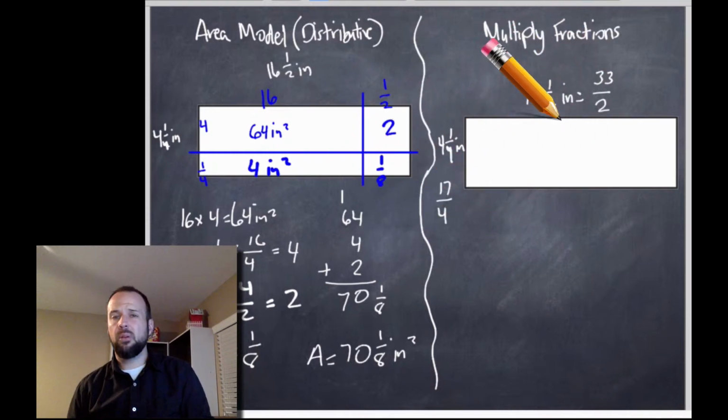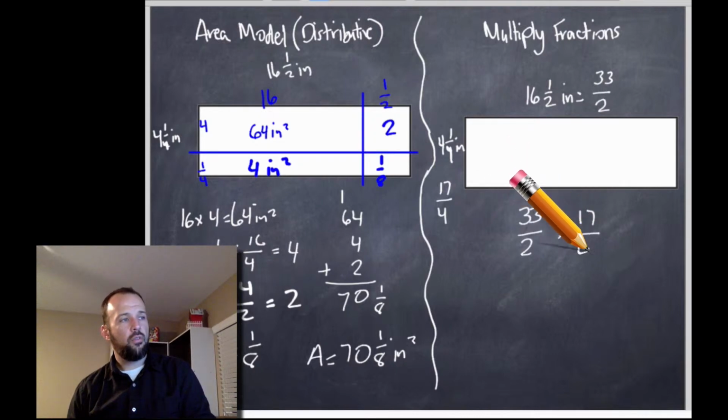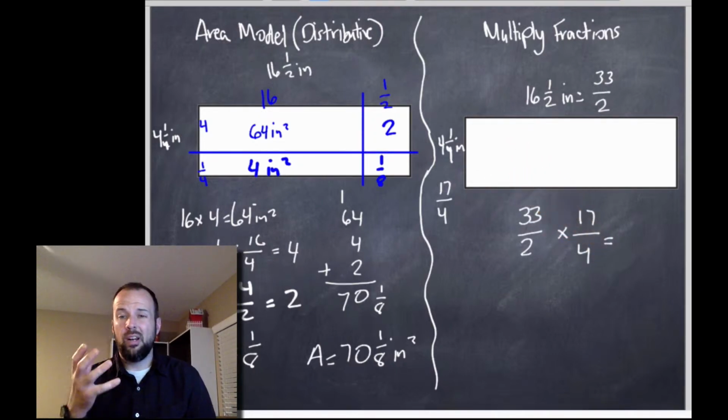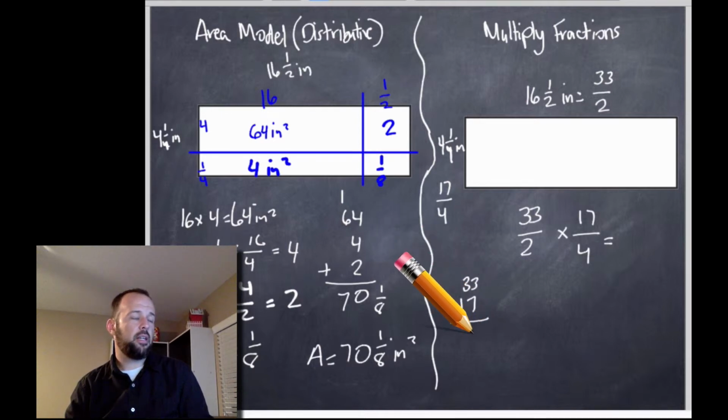Now what I'm going to want to do is multiply these two numbers. So I'm going to take my 33 halves, and I'm going to multiply that by 17 fourths. And right off the bat, I can't do that in my head, so I'm going to come over here. I'm going to do 33 times 17. So let's see, 7 times 3 is 21. 7 times 3 is 21, plus 2 more is 22, 23. So this would be 231.